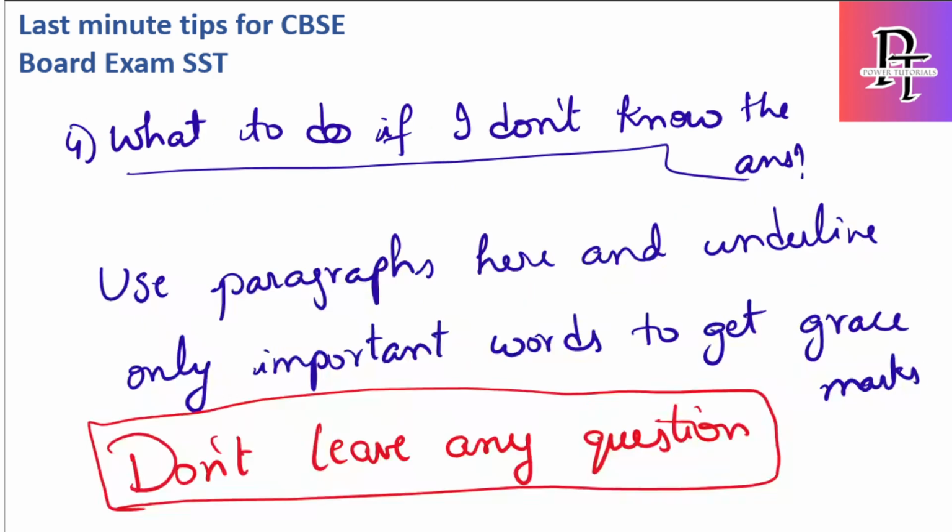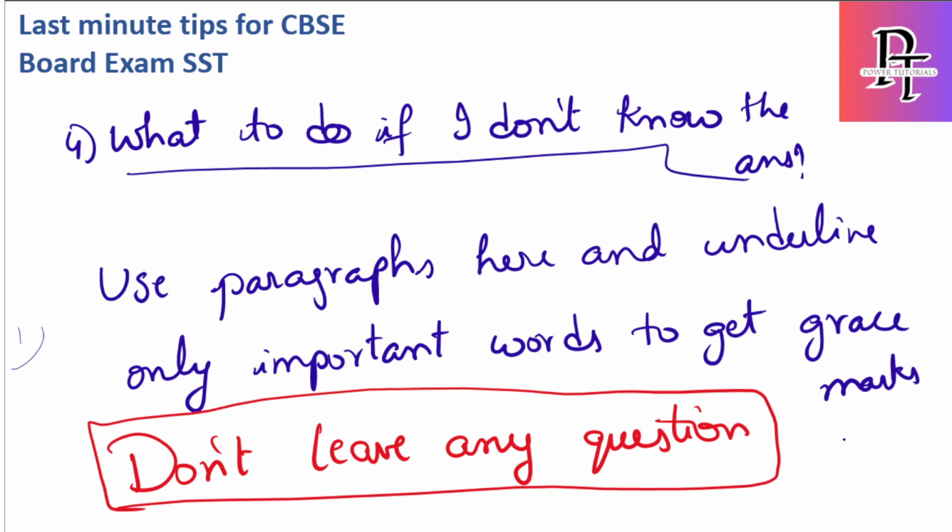Next, the fourth section: what to do if you don't know the answer. Suppose in the 3 marks section I have a question which I don't know. I just remember a word suddenly, I don't even know at least 1 point. Then don't follow the pointers method, follow the paragraph method. Because for a paragraph answer, the invigilator will think he knows something but doesn't know the exact answer. Then they can give you at least 1 or 2 marks for the 3 marks question instead of 0.